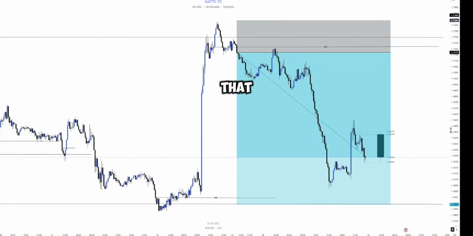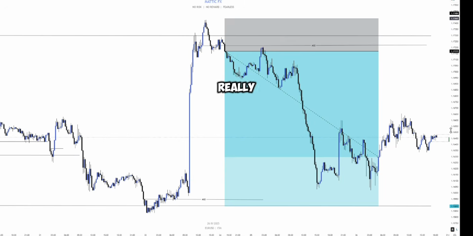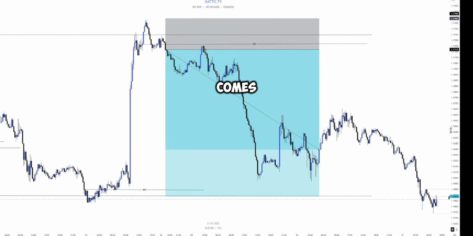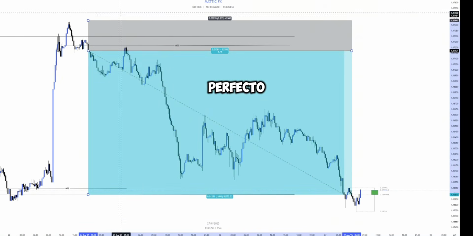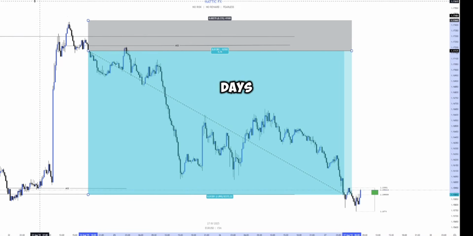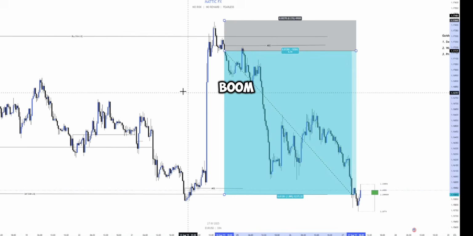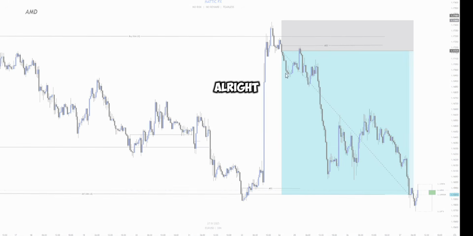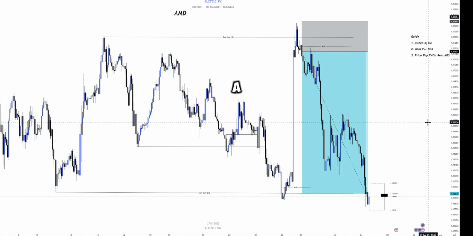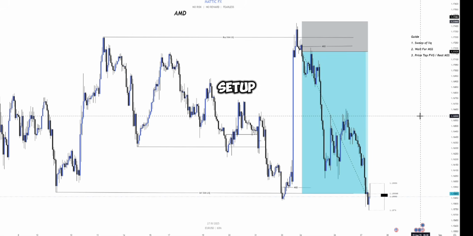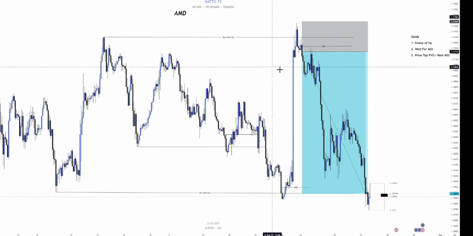Look at that, look at that. You really want to be in the market. Eventually it's going to come sweep liquidity. Voila. Perfecto. Perfecto. That trade took actually 2 days. I'm going to call it a swing. Alright. So boom. That's how I got that sell. Literally. That's a beautiful setup right there. Beautiful setup. Tell me that ain't beautiful. So basically, that's how it went.